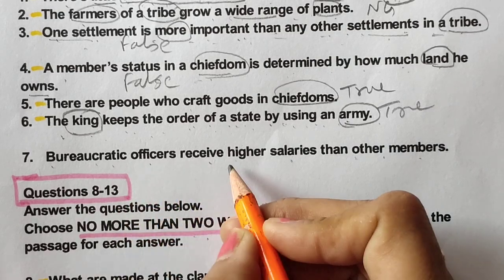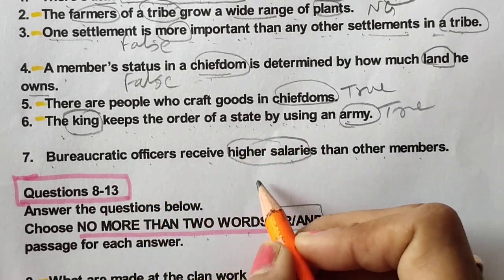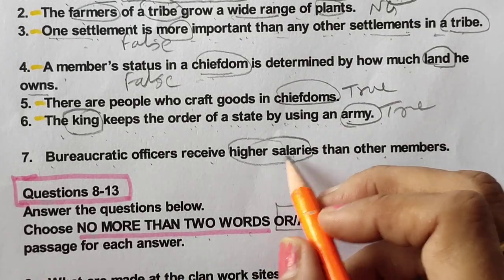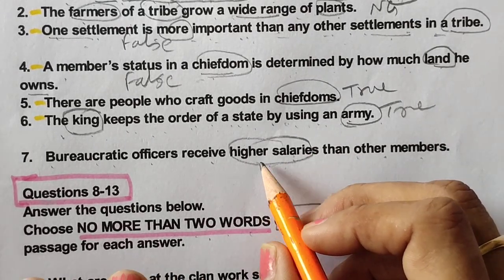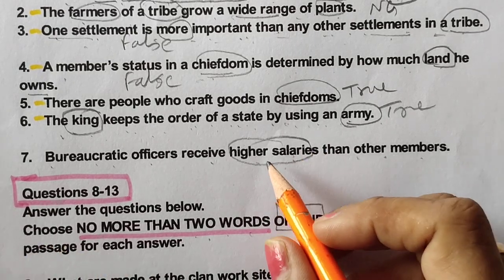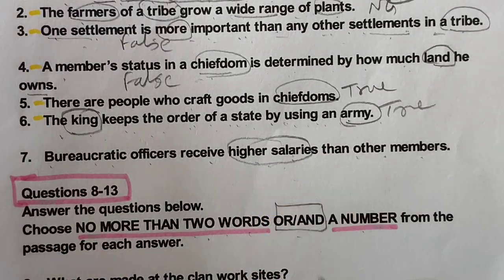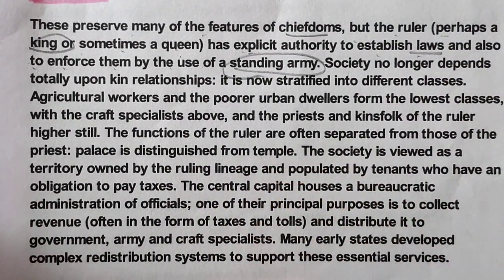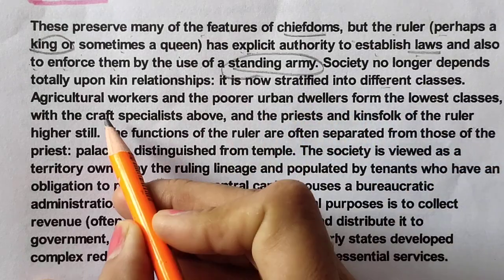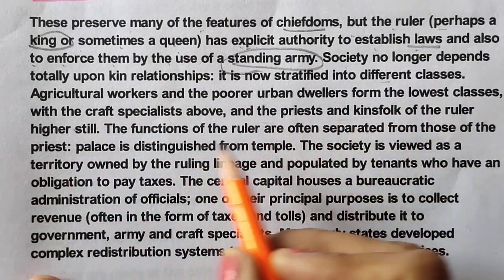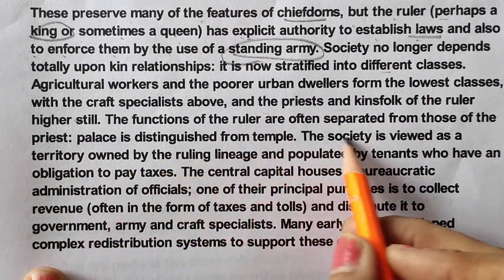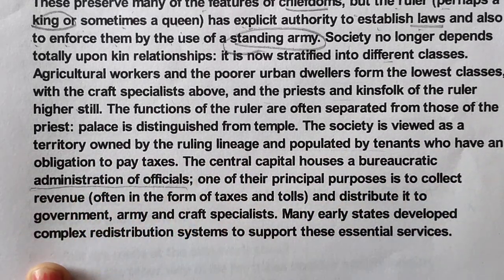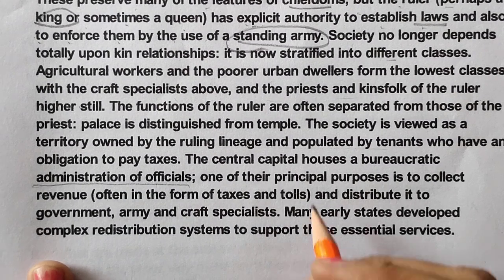Okay, coming to seventh number, bureaucratic officers receive higher salaries than other members. If these officers receive higher salaries than other members, then true. If they are getting lower salaries, then false. If they are not talking about any salaries at all, then definitely it is not given. Now we will read this. Note bureaucratic: administration of officials. Yes, we can go to that.